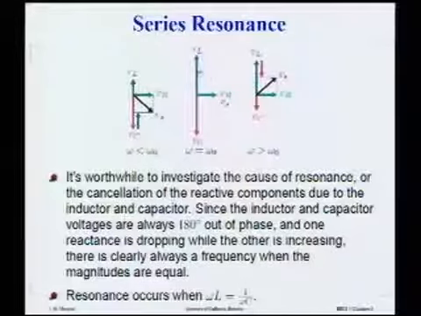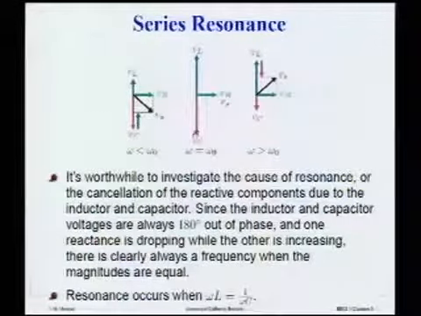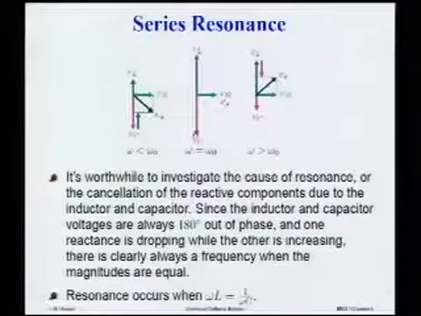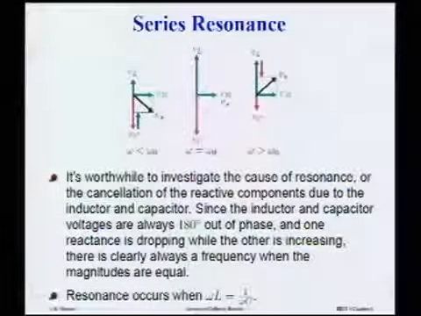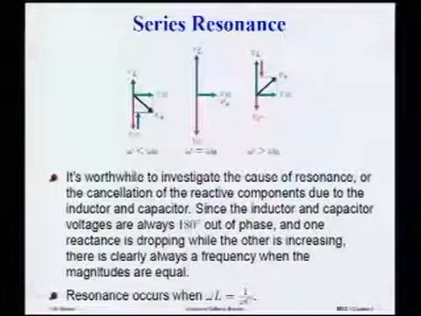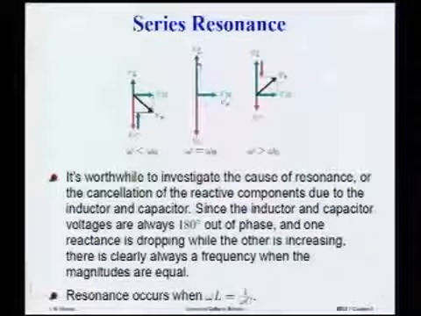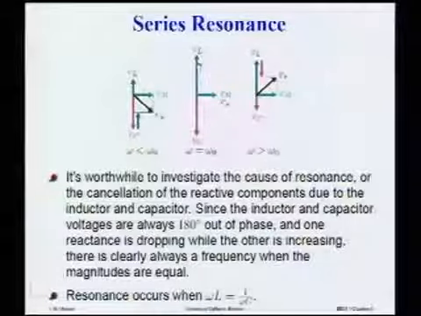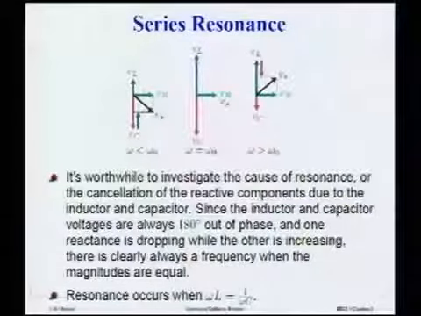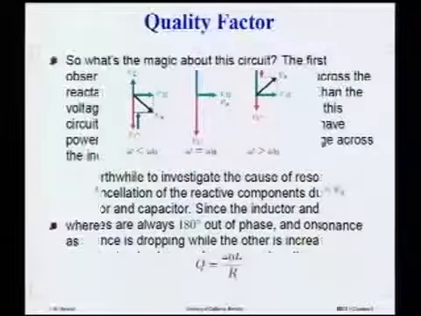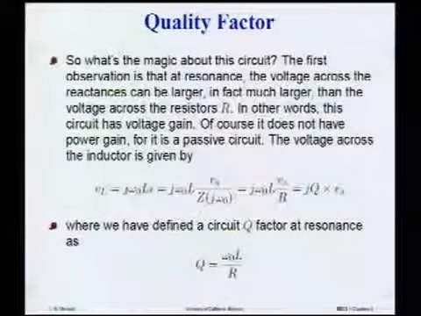At resonance, the voltage across the inductor in magnitude is exactly equal to the voltage across the capacitor. And their phase, of course, is always 180 degrees apart. So we can see now that these just balance each other out at resonance. Okay? Very simple, but actually has a very important consequence.